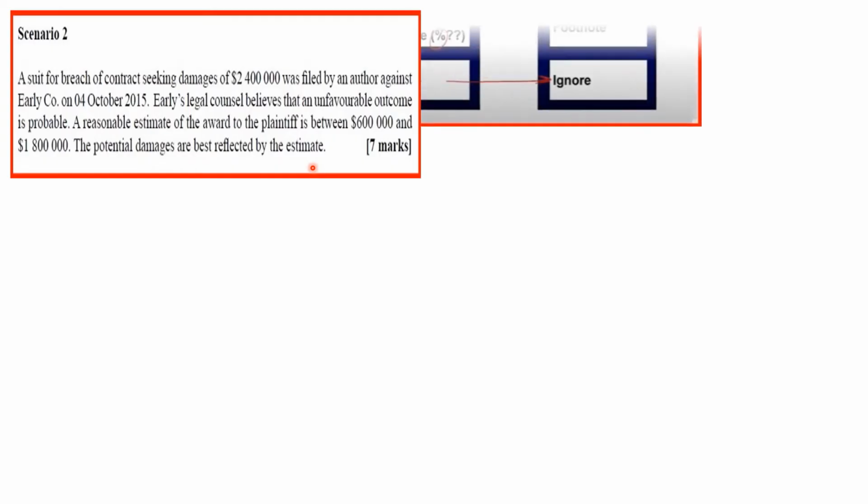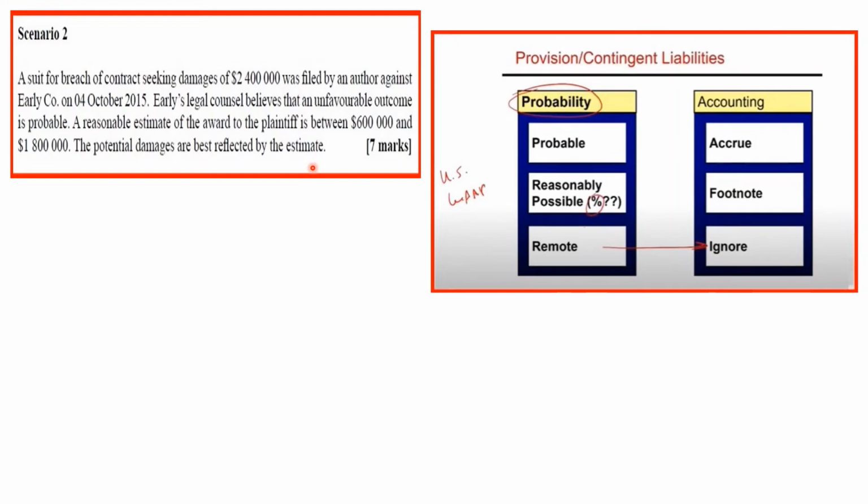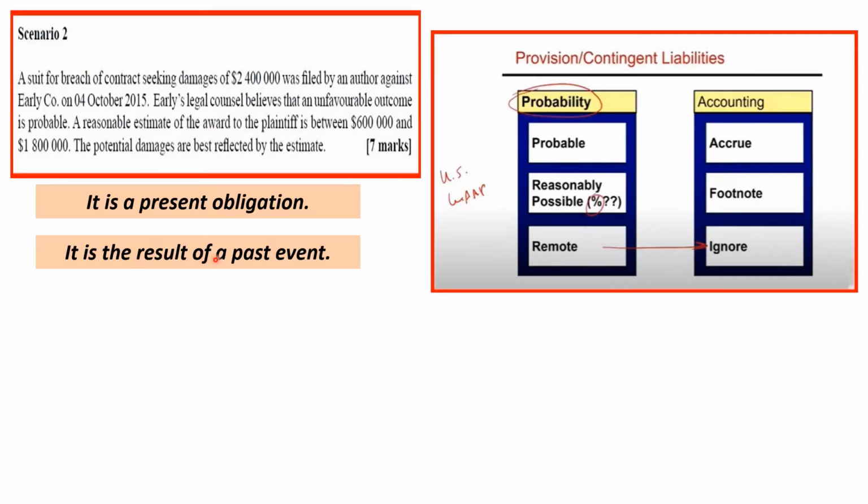Okay. Again, we bring up our chart and we realize it's a present obligation. We look at the dates and it's a result of a past event. Somebody did something in the past and it is probable, right? It is yes, probable. So we will have to accrue for it here. That is, we will make our journal entry.